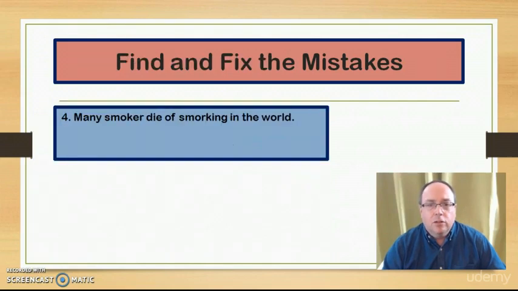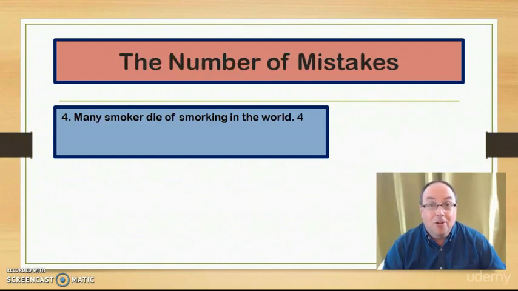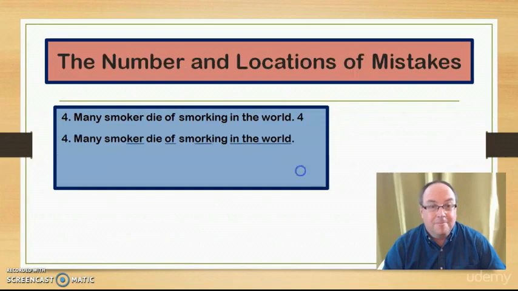Many smokers die of smoking in the world. Now this is a short sentence. How many mistakes do you think there are? There are 4 mistakes in this sentence. All right, I'm going to show you where they are.